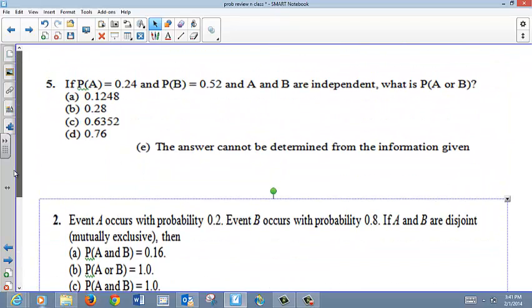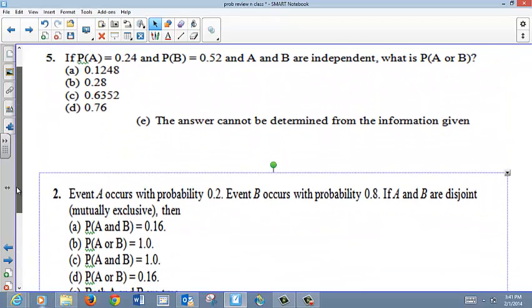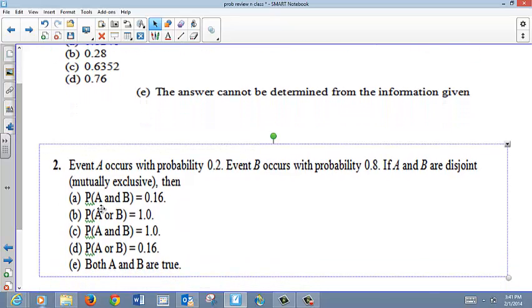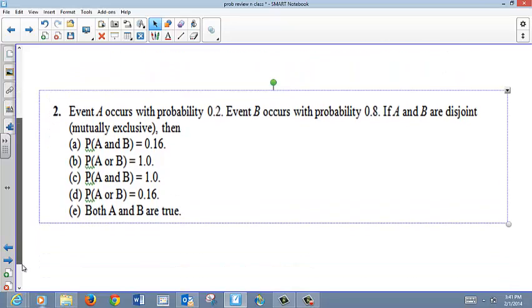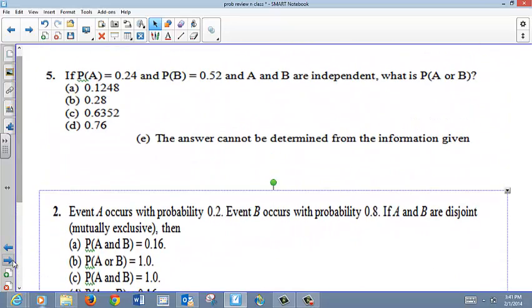Pause here, and then I'll give you the answers. Okay, the answer to number 5 is 0.6352, that's C. The answer to number 2 is B. Probability A or B ends up being 1. If you struggled with those, I will have those answers written out at the end.